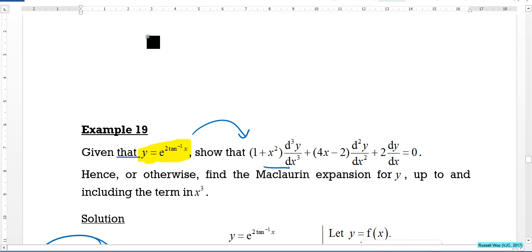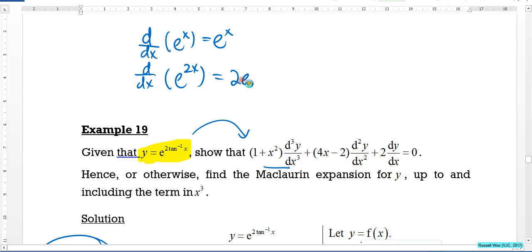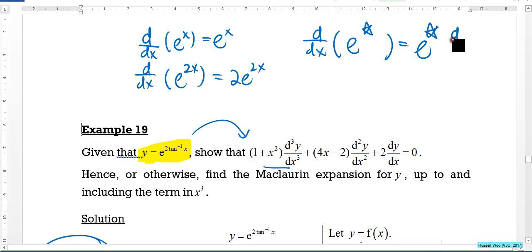See. You differentiate e to the power of x, you get e to the power of x. Differentiate e to the power of 2x, what do you get? You get 2e^(2x). Differentiate e to the power of something, you get e to the power of something, and then you differentiate that something. Because this 2 is gotten from the differential of 2x. You differentiate 2x, you get 2. You follow what I'm saying? This is chain rule, right?